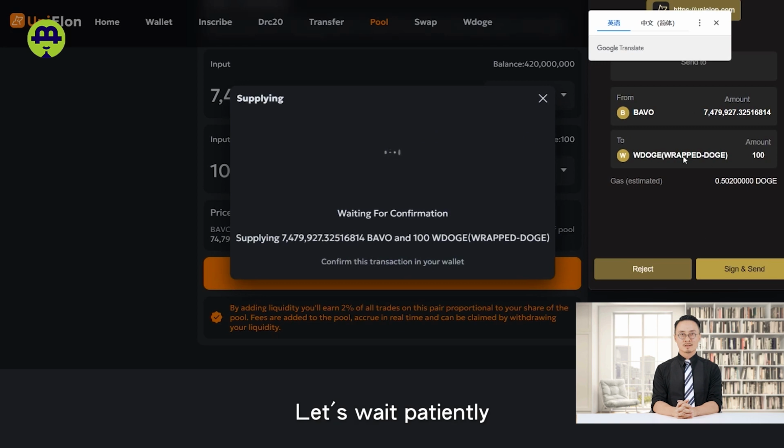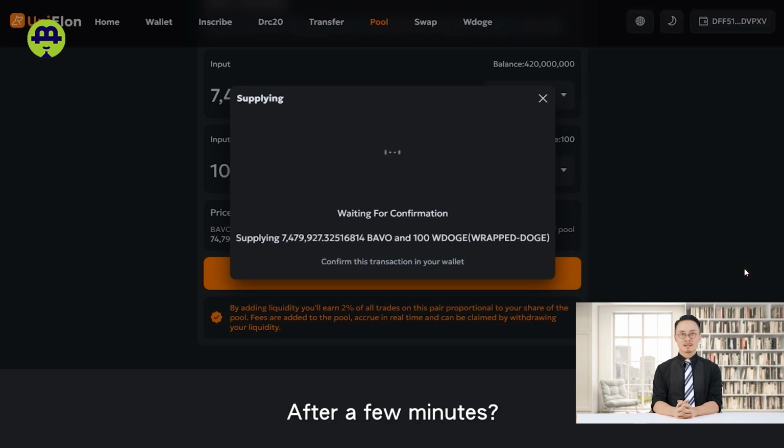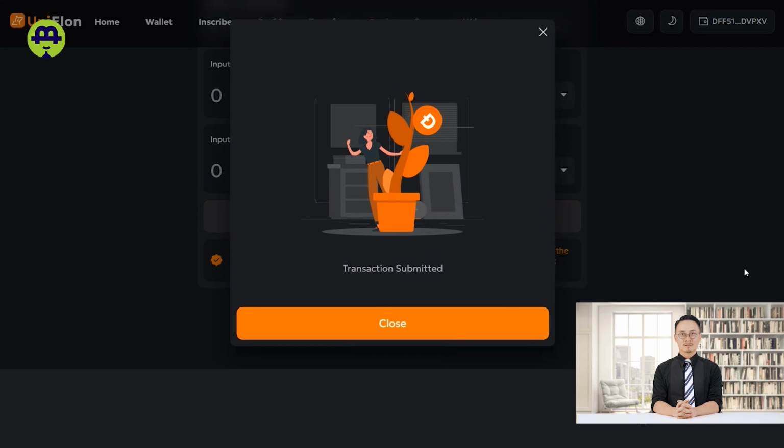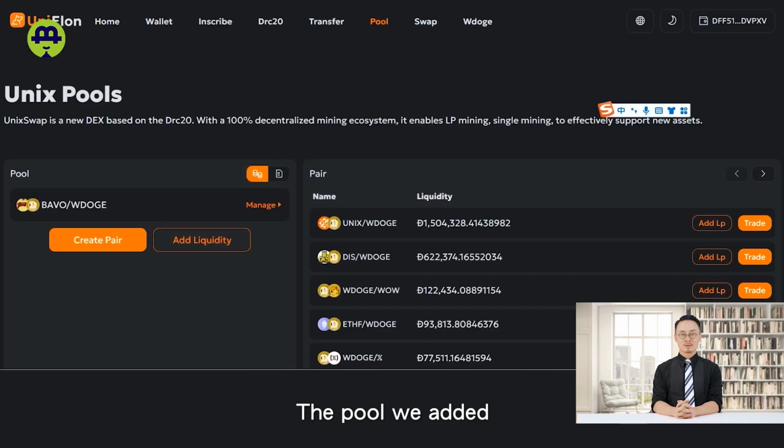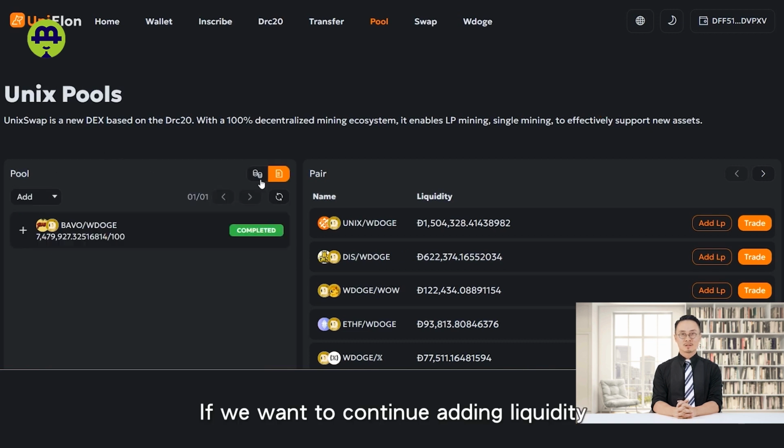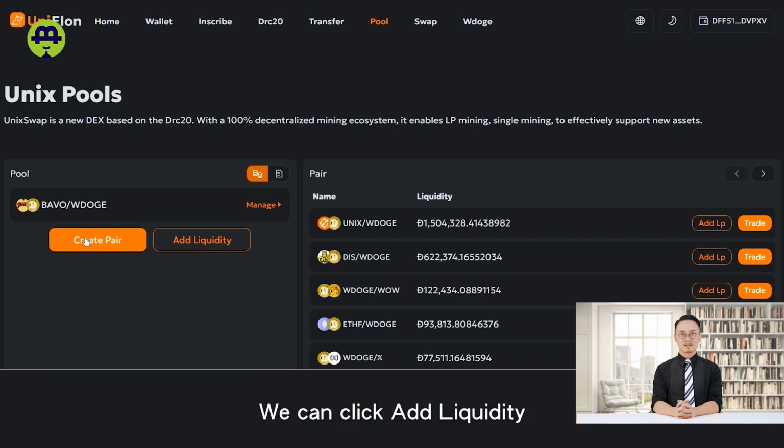Let's wait patiently. Okay, after a few minutes, we added it successfully. We can see it here, the pool we added. After adding the pool, we just enjoy this BOVO the Doge handling fee dividend. If we want to continue adding liquidity, we can click add liquidity. This way you can add it again.